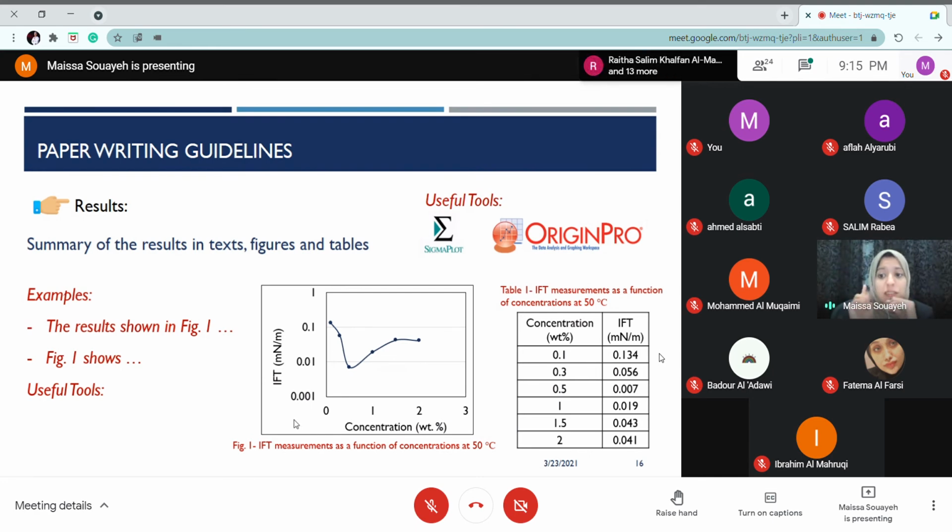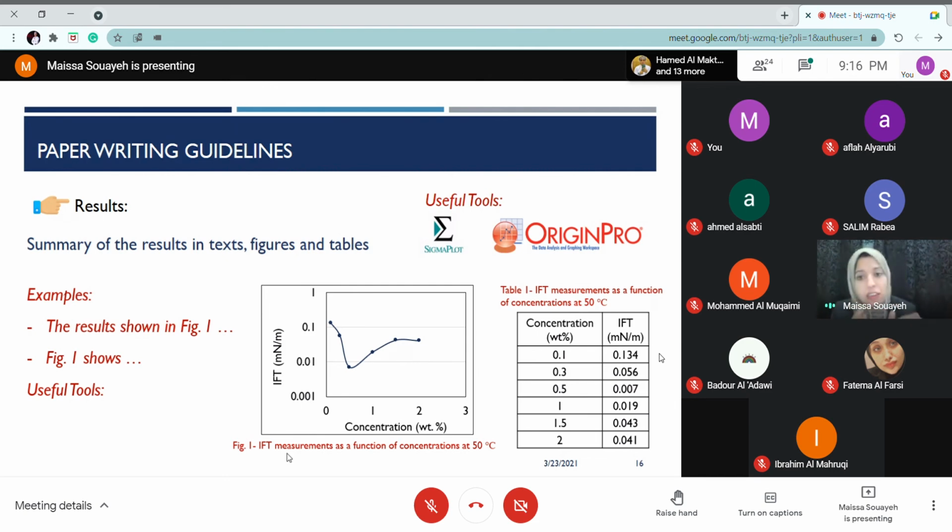Usually, in most cases, the table is more preferable. Why? Because the table gives exactly the numbers. In a figure, you cannot know exactly what this point is, or this point, or this point. But in the table, the values are included, so it's always preferable to present the results in tables. But in the case that presenting the results with a figure gives a better visual presentation, you go for the figure.